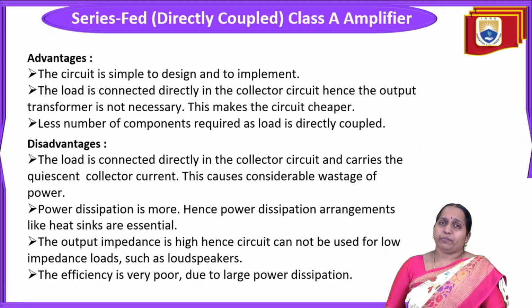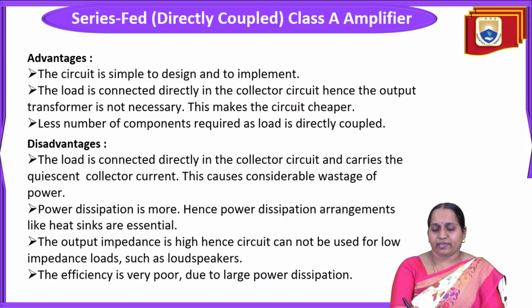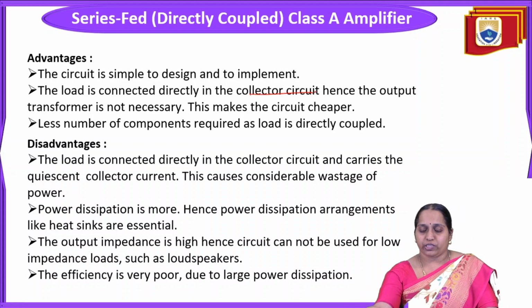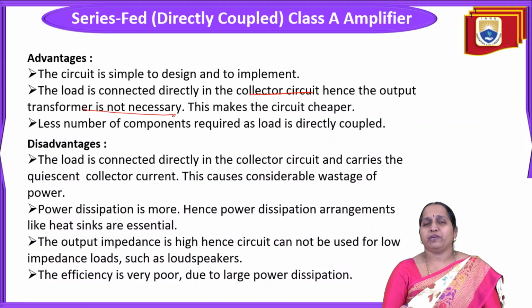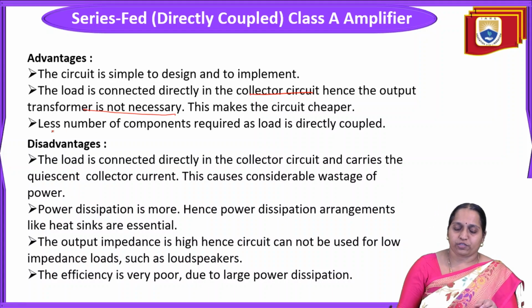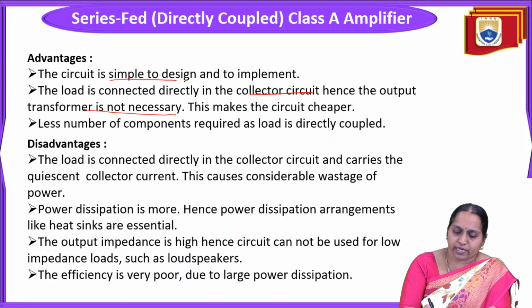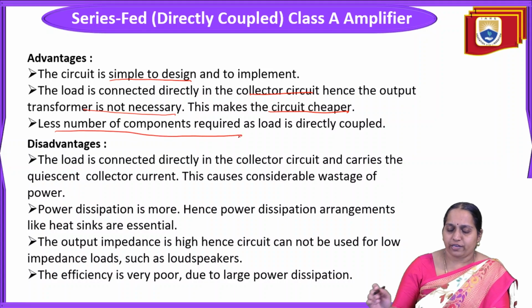So coming to the advantages, there are a few advantages as well as disadvantages for series fed class A amplifier. Coming to advantages, circuit is simple to design and also to implement. The load is connected directly in the collector circuit. As we have seen, it is connected in series to VCC. So the output transformer is not required here. This makes the circuit a bit cheaper. So fewer components are required as the load is directly coupled. So what are the advantages? Circuit is simple to design, circuit is cheaper, and fewer components are required.